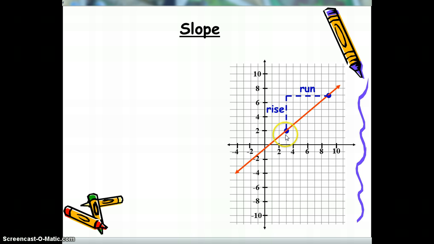Okay, the rise can also be down. You can also go down. I know it sounds awkward because rise usually means to get up. When we talk about rise, if you have a negative rise, that means you're going downward. So slope equals rise over run. You'll hear that a lot, or rise divided by run.